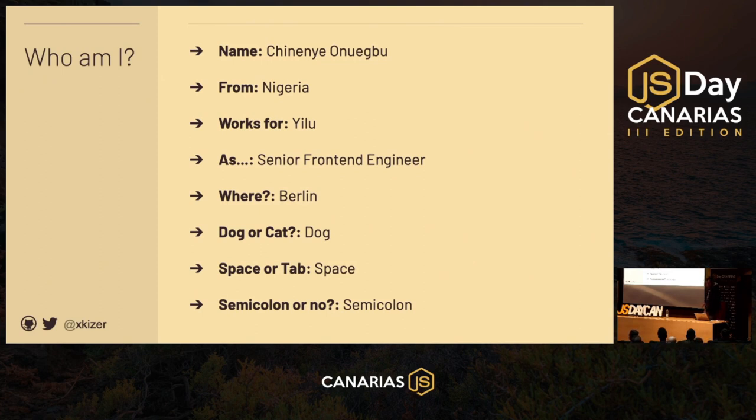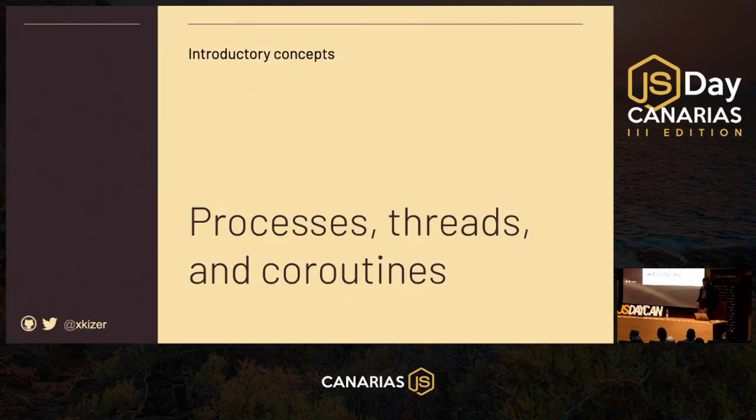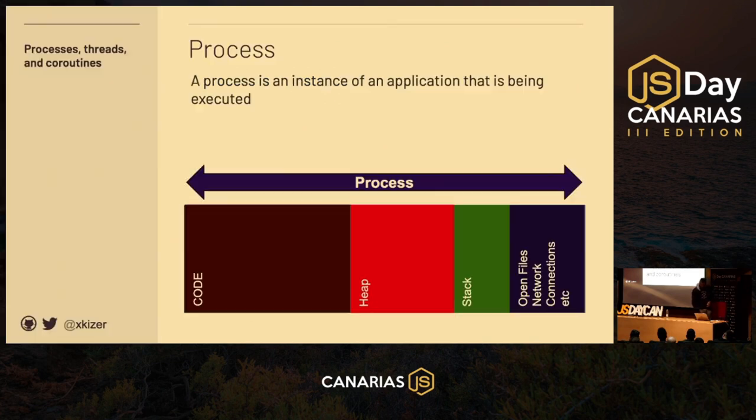So I will start with some things that some of you may already know, and I will have some introduction to some concepts: processes, threads, and coroutines. What is a process? A process is an instance of an application that's been executed. A process contains the state of the application that is currently running. When you are running Google Chrome, that is a process. It contains the state of that process.